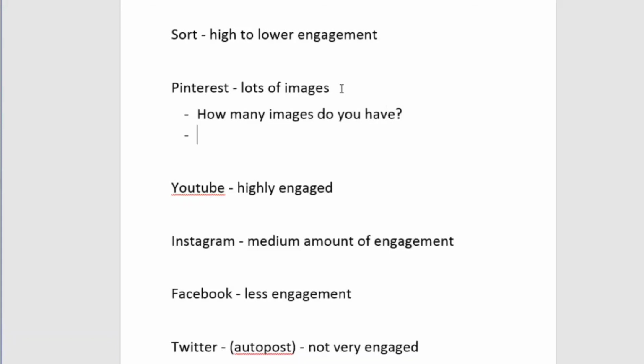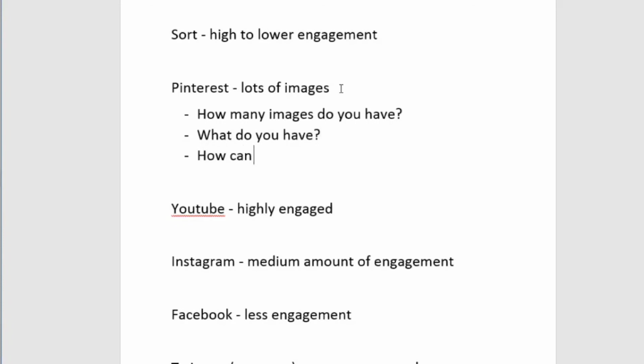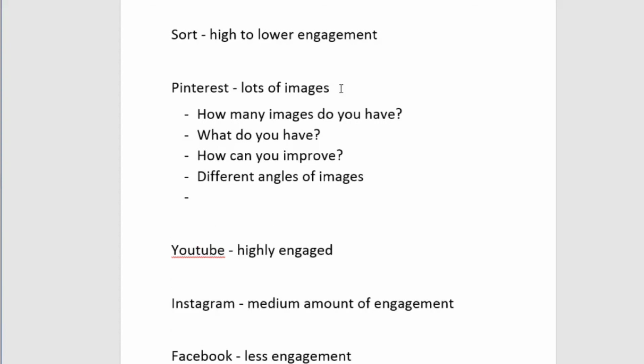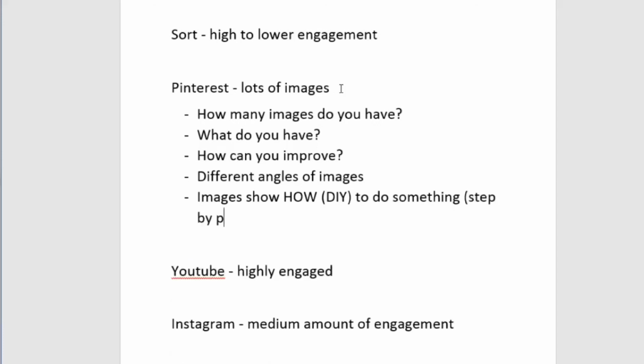Basically, what you're trying to do is figure out what you have and what you can improve on. So what do you have? How can you improve? If your images, for example, are not very professional, you need to find a way to improve that. Now, because this is DIY, it looks like you're going to need a lot of images. You're going to need different angles of images. And the images need to show how to do something, because it's a DIY niche. So sort of a step-by-step process.